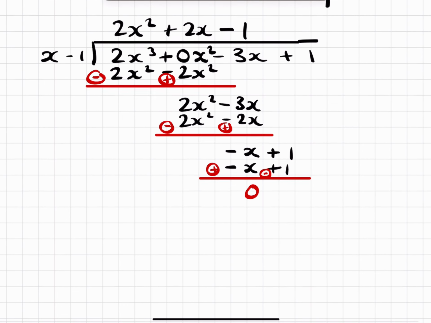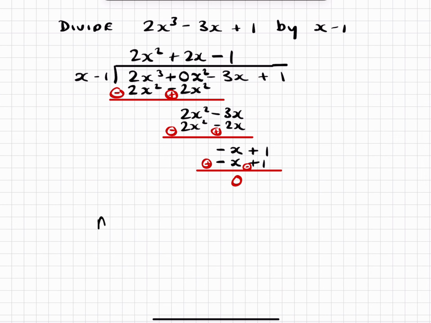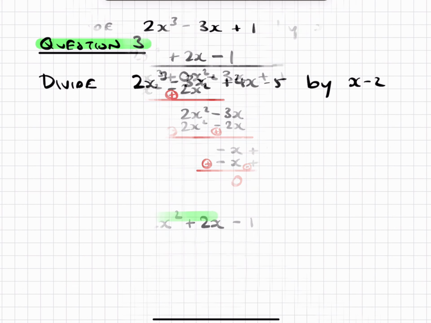Don't forget to give the answer at the end. So my answer here is this part up here. So it is 2x squared plus 2x minus 1. And that's it for question 2.